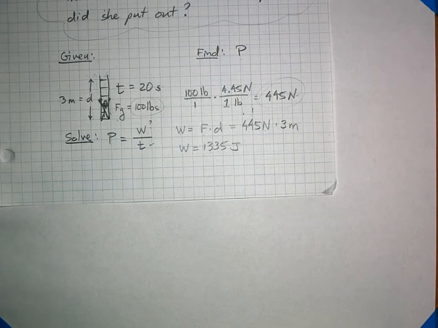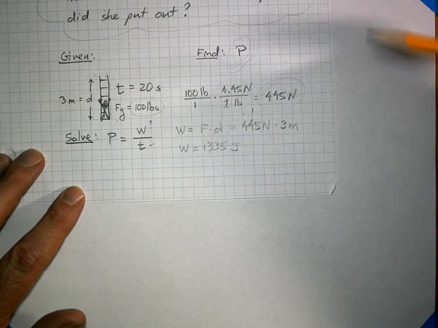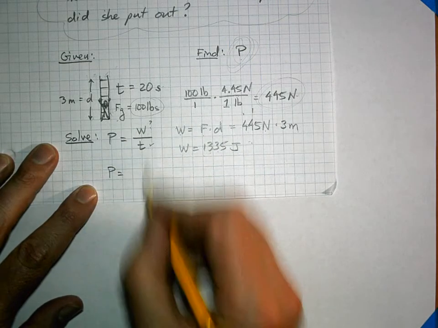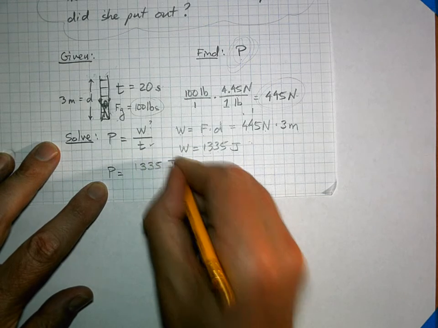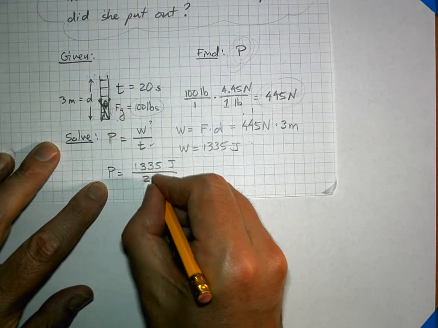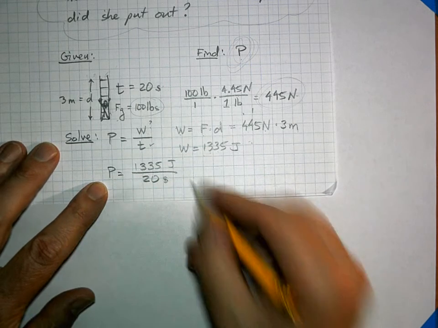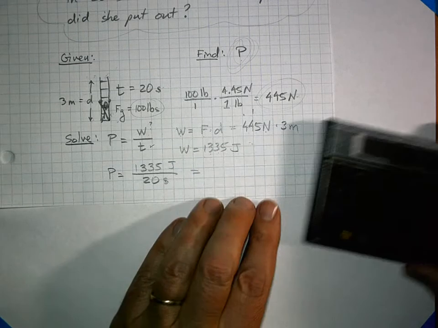But are we done? I mean, what are we trying to find here? We're trying to find power. So we're not done. Well, now we can plug it into this formula. The work is 1,335 joules divided by 20 seconds. See, because now we know what the time is.